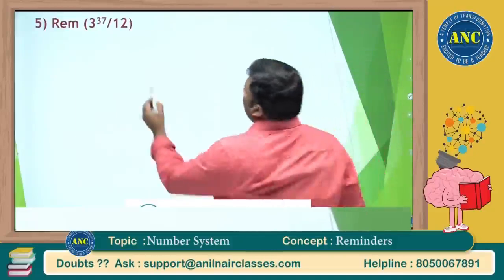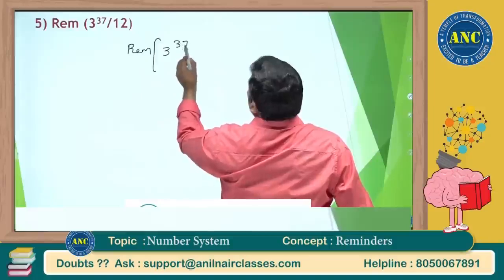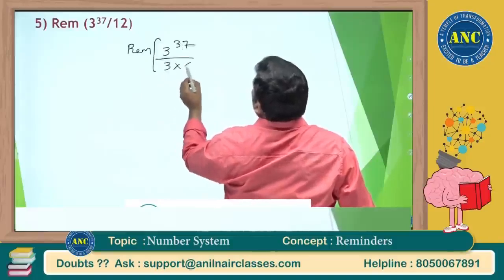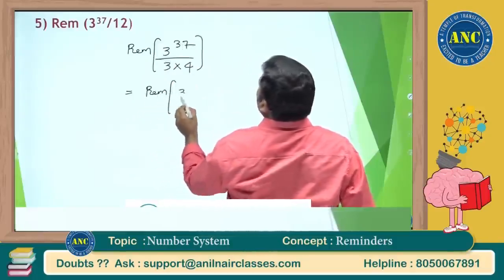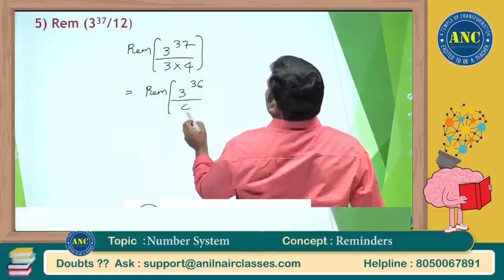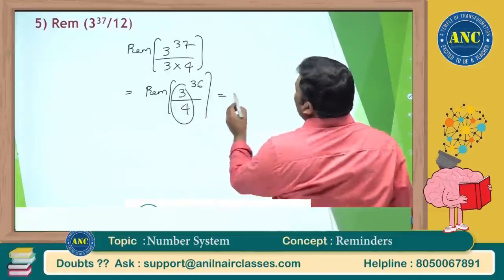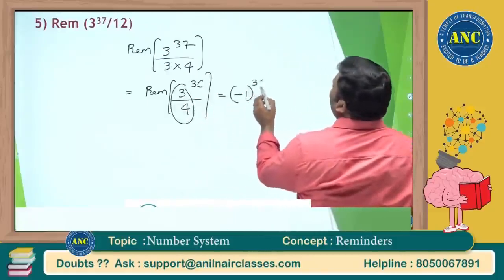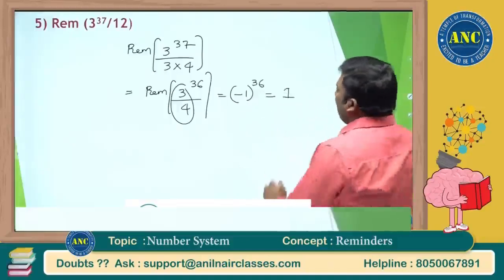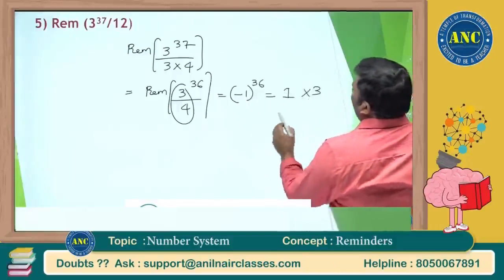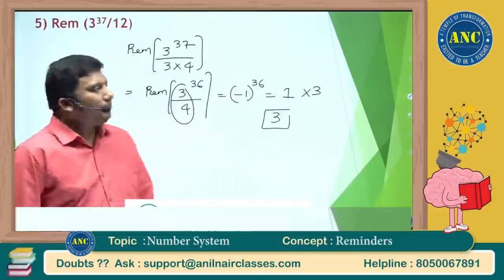3 power 37 is divided by 12. 12 is nothing but 3 into 4. So this is nothing but 3 power 36 divided by 4. 4 ones are 4. Negative remainder minus 1. Minus 1 power even is plus 1. 1 I got for 3 power 36. I want it for 3 power 37. 1 into 3 is 3. Answer is nothing but 3.